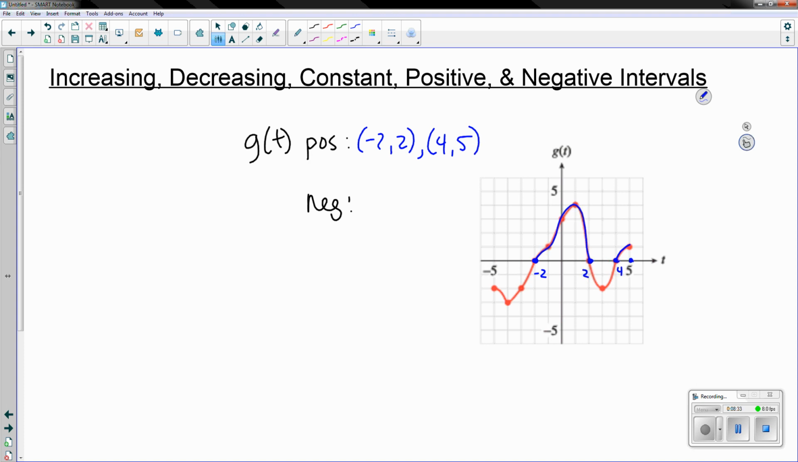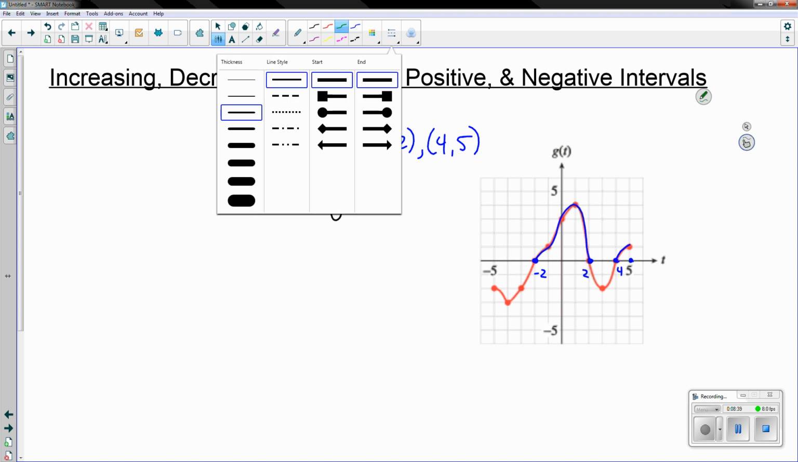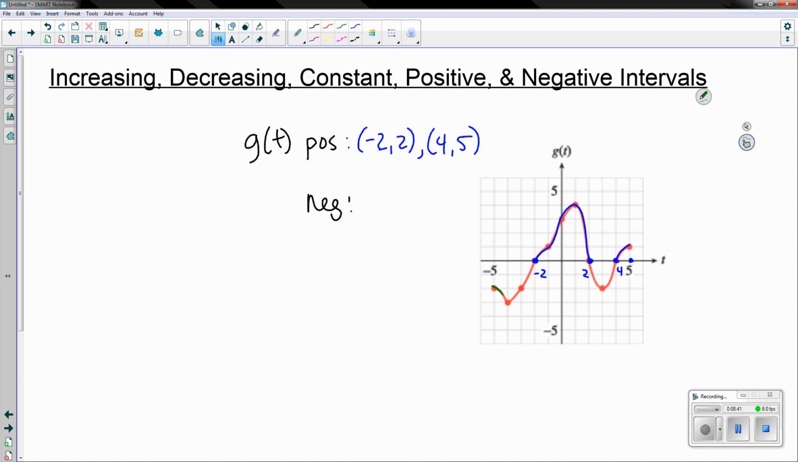Again, those are not coordinates. They are intervals along the input axis. And then lastly, where is this thing negative or below the input axis or the x-axis in these two pieces here? So we're going to say that this thing is negative from this point to this point. So from -5 to -2. And then from 2 to 4.